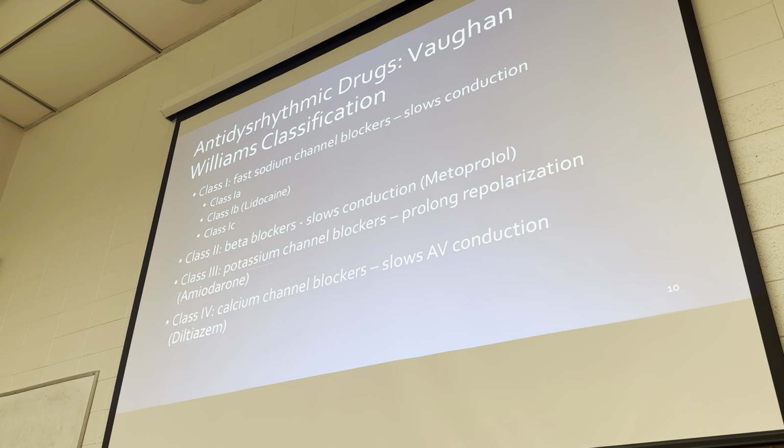Class 2 are beta blockers. We're already familiar with those, right? So these, of course, slow conduction as well. So metoprolol is one that we use commonly in there. And then our class 3 are potassium channel blockers. So as that potassium sets for that repolarization, if we slow the potassium exchange, then we're going to prolong the repolarization. Okay, we're prolonging the reset, so then it can't depolarize again as fast.